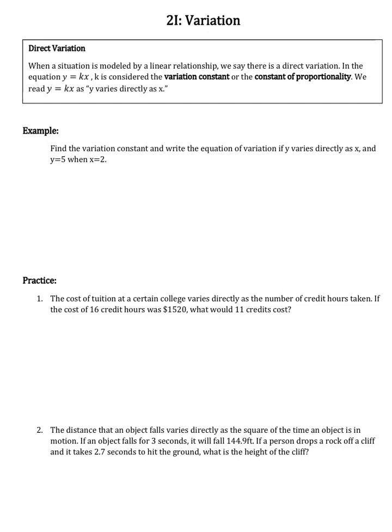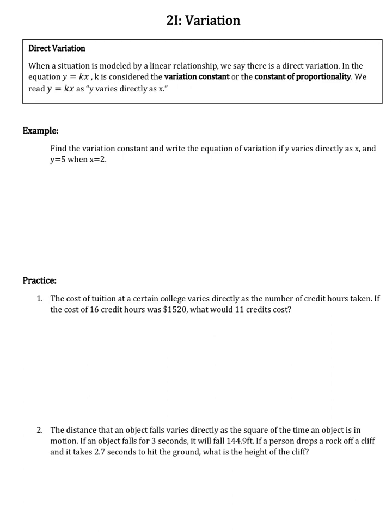So we're going to talk about direct variation. Direct variation is when we have a linear relationship. So when a situation is modeled by a linear relationship, we say there's a direct variation. In the equation y equals kx, k is considered the variation constant or the constant of proportionality. And if we think back to our linear relationships, this would be like the slope.